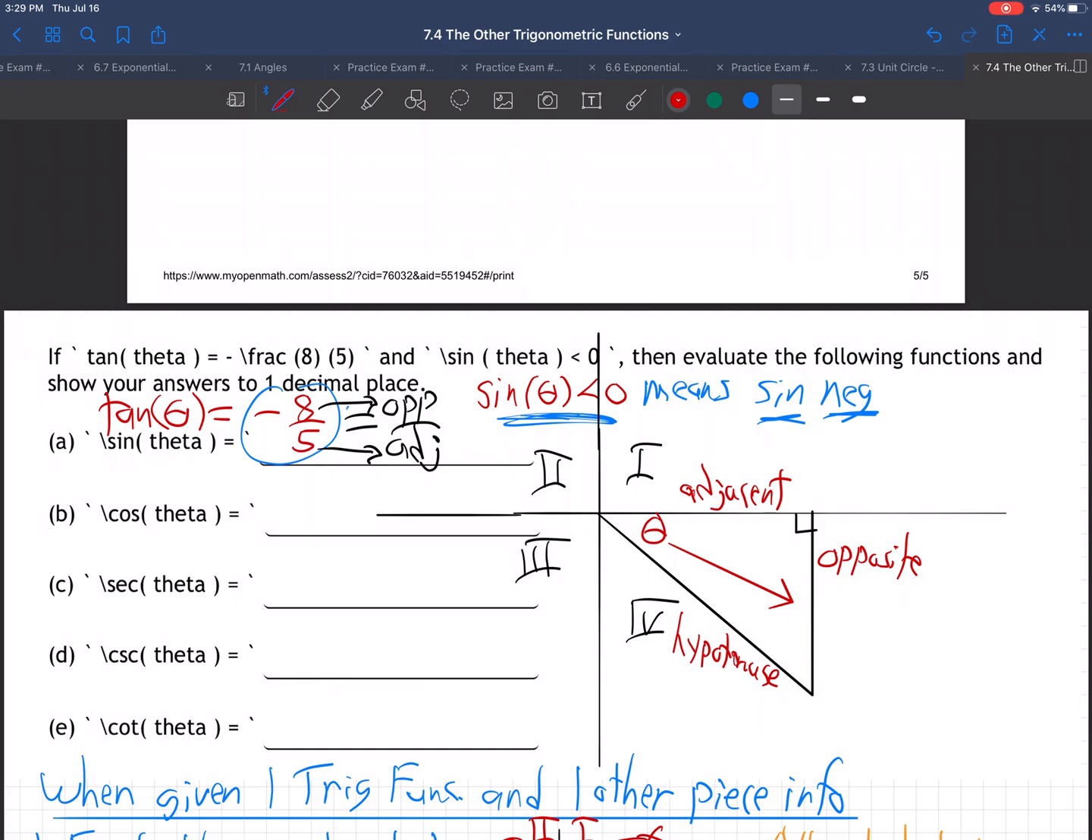It's right next to theta. All right, so the opposite is 8. Let's just put in the numbers first. The opposite is 8, right here, and 5 is the adjacent. Now, which of those is positive and negative? Well, let's come back to that.